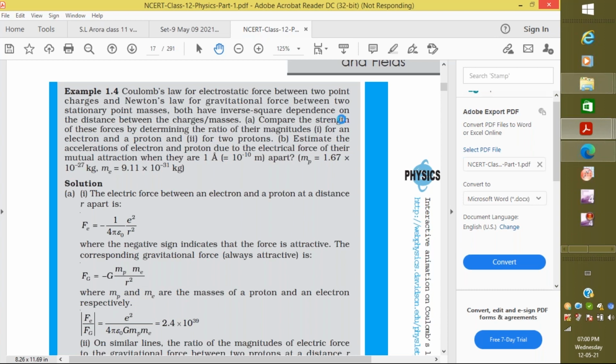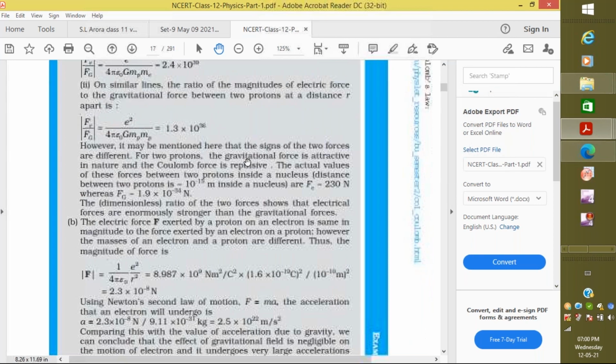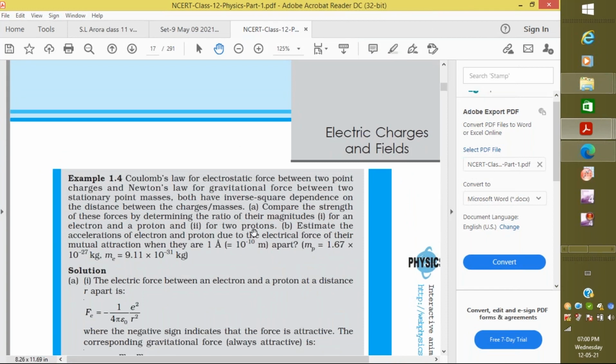Now the question is to compare the strength of these forces, determining the ratio of their magnitude. This first part is important, even though the second part is there. For two protons, they have asked you to find this out, and then estimate the acceleration of the electron and proton due to this electric force.